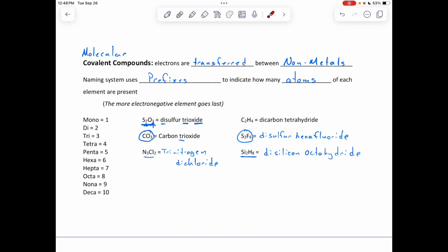So relatively straightforward. These are naming systems that you've seen before in biology and previous science classes. The key is we just have to memorize our prefixes here. But again, most of these prefixes you already know, and you just have to refresh your memory as to what those are. The other thing to keep in mind is that if the first element is mono, we drop that mono off. We don't say monocarbon trioxide. So there we go. That's our naming system for molecular or covalent compounds.